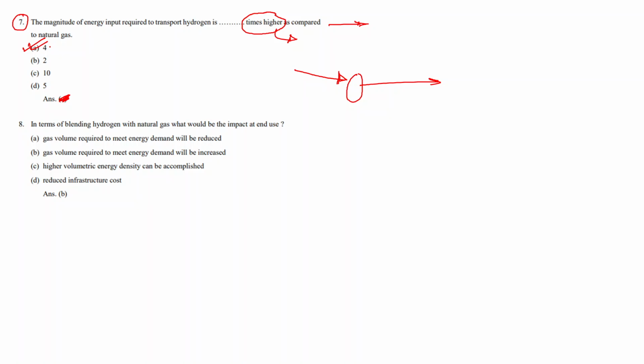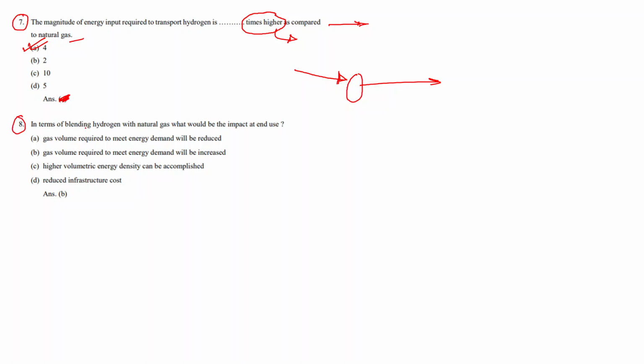And what is the density of natural gas? You will check after the class what the density of natural gas and the density of hydrogen are. Is it 4 times or will it vary? Okay, I mean it will come near 4 times. That's why this 4 is the answer. Okay.